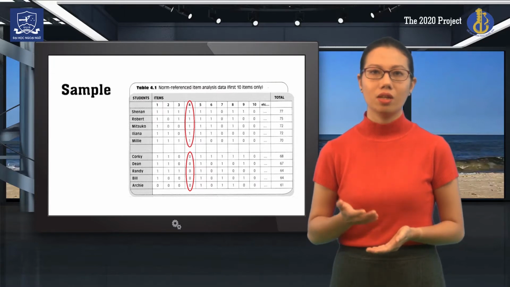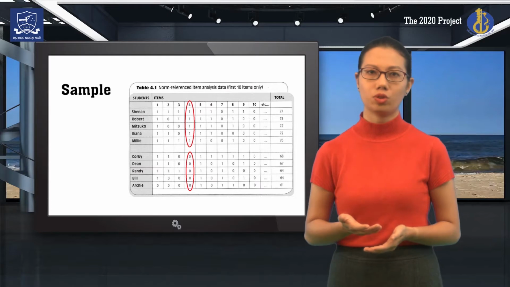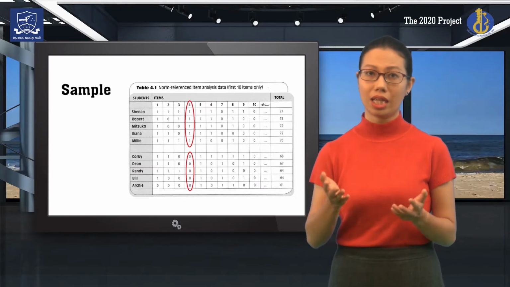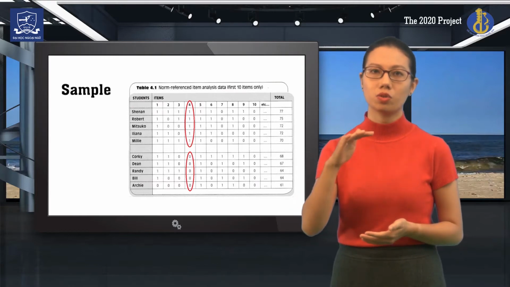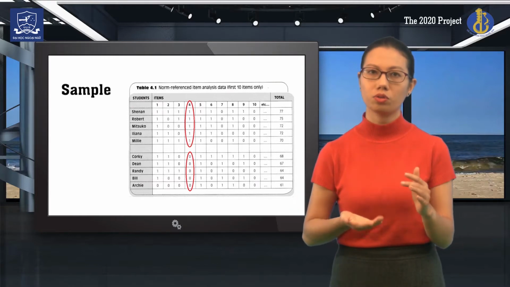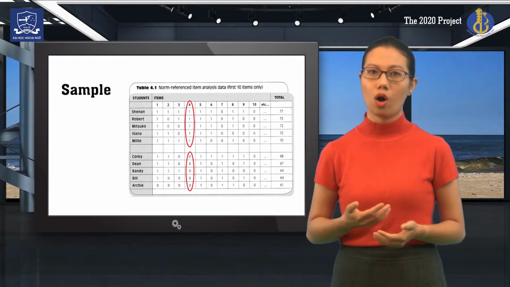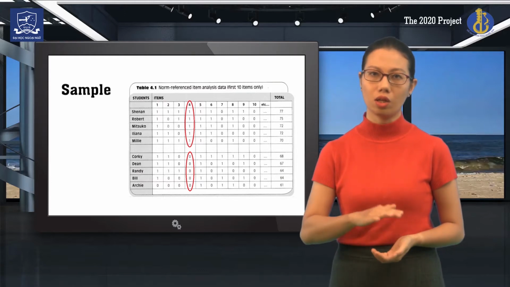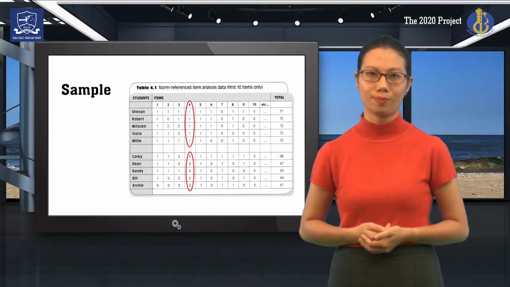In this case, the item discrimination turns out to be 1. This is very high because it indicates the maximum contrast between the upper and lower groups of students. That is, all the high students answered correctly and all the students in the lower group answered incorrectly.